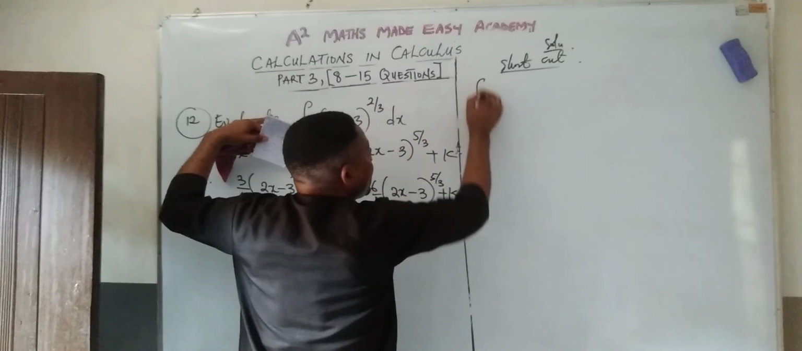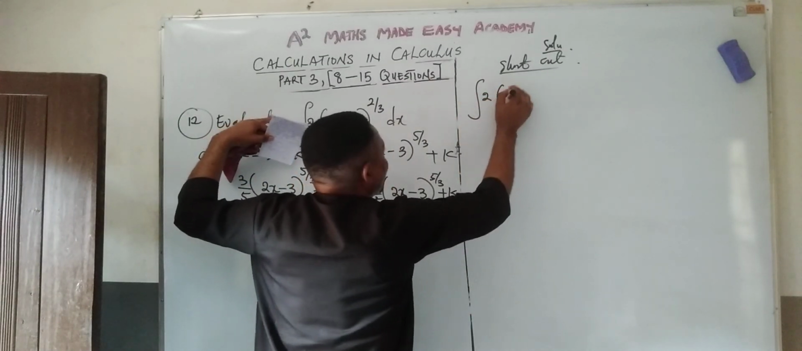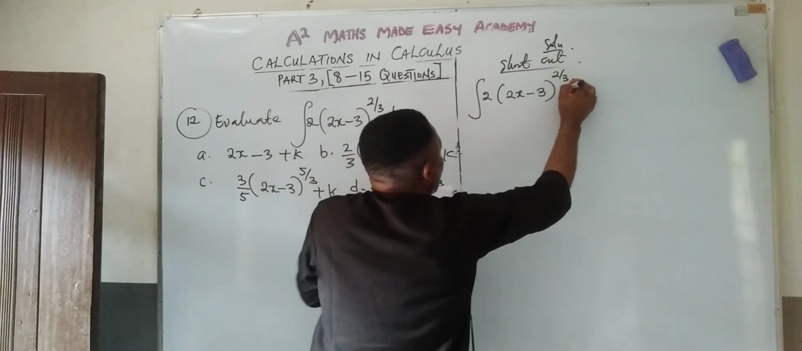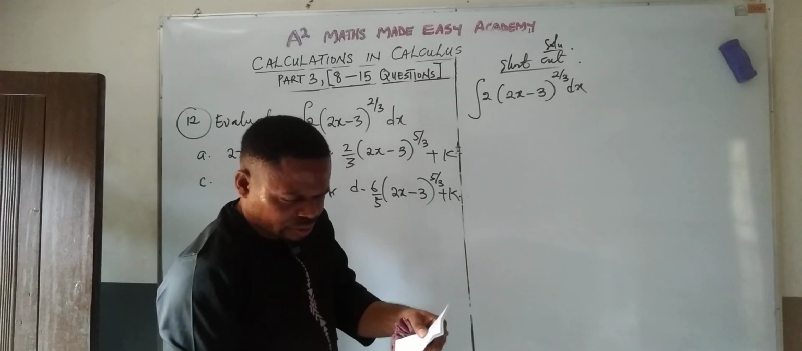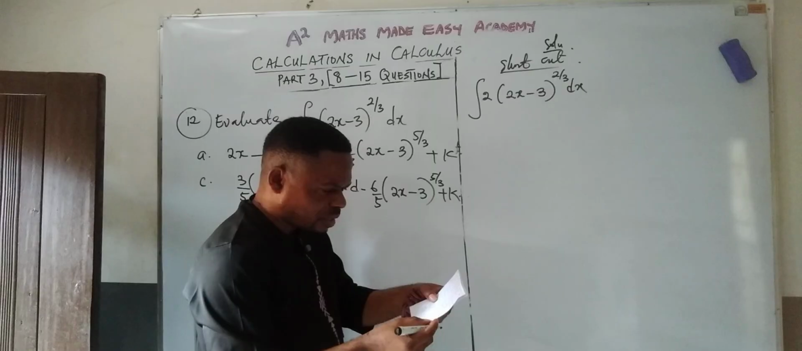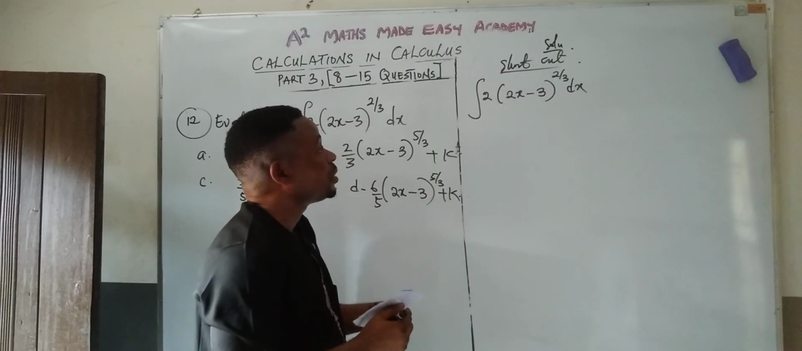Now the question says the integral of 2, right? Bracket 2x minus 3 raised to the power of 2 over 3 under what? Dx. Are you with me now? Now what do you think that we'll do here? It is very simple. Now watch.